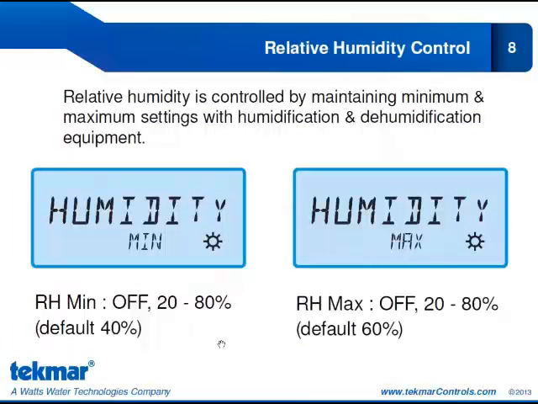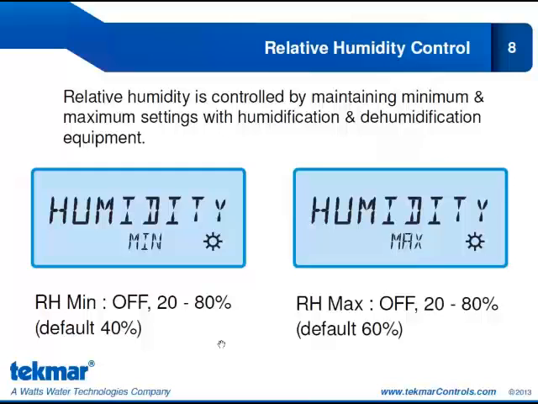How does the 553 control relative humidity? Well, it's controlled using the humidity minimum and maximum settings that you input into the thermostat. So if we drop below our minimum setting, then we can enable a humidifier. If we rise above our maximum setting, then we can enable a dehumidifier.